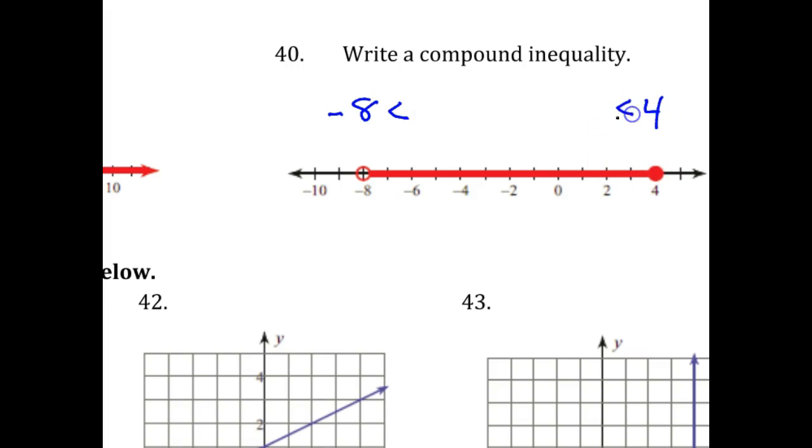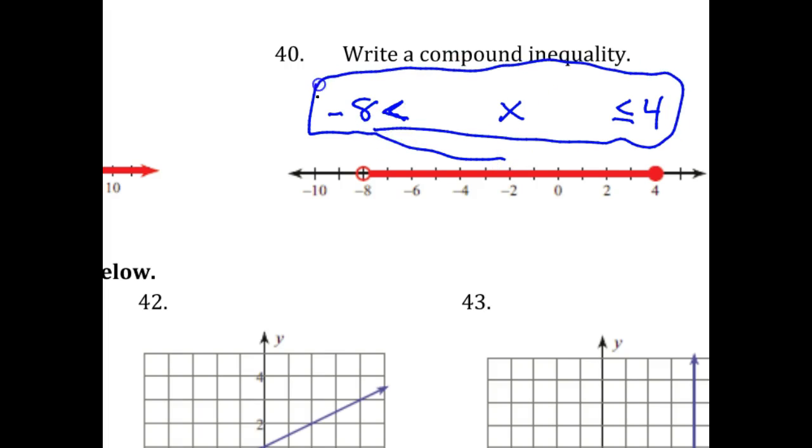closed circle is going to be less than or equal to. When they're between, they're always going to be less than. So they never point to the right. And then we'll just have a variable in the middle. So this means all the numbers between -8 and 4.